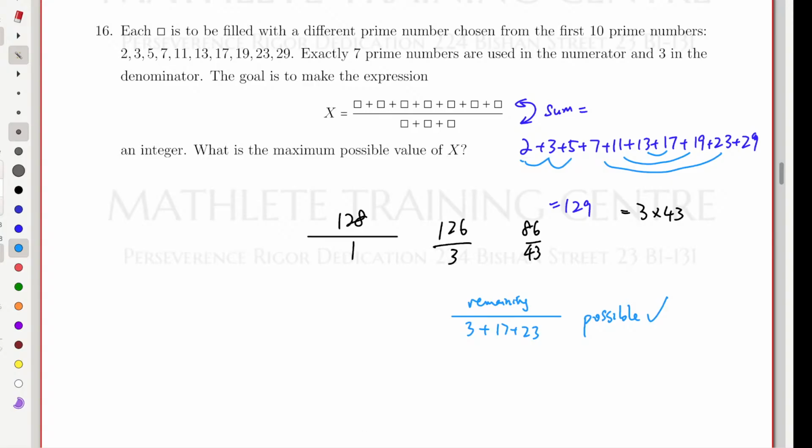So in that case, the maximum possible value of x is actually pretty small. This is just equal to 2, right? So therefore, the maximum possible value, the answer to this question, is just going to be equal to 2.